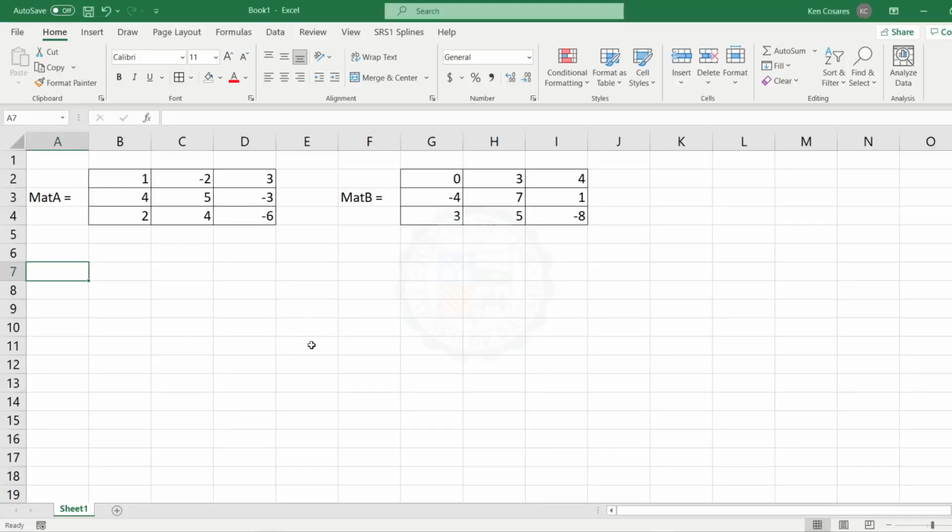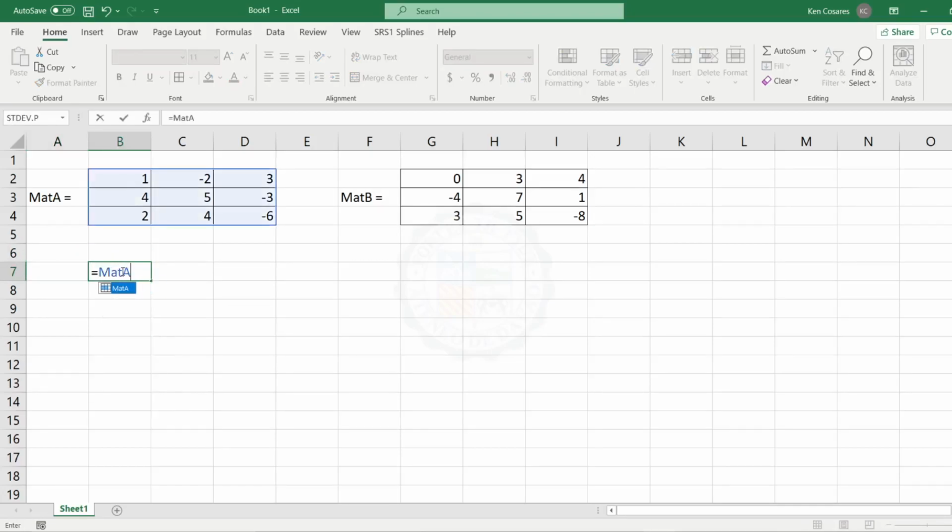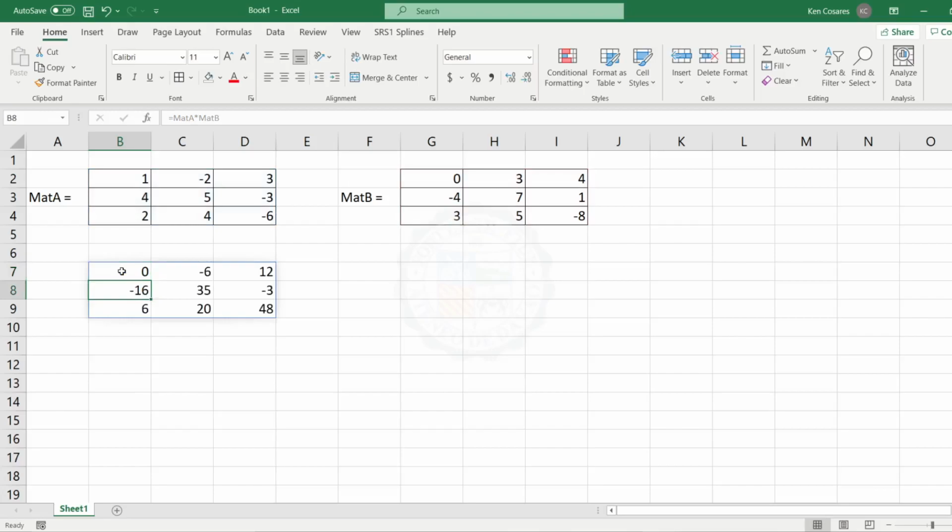So what if we want to perform matrix multiplication? Okay, so baka ang gagawin nyo is matrix A times matrix B. Kumbaga, ito ang gagawin nyo: equals matrix A tapos asterisk matrix B. So the result will be yan siya. But actually, it's wrong. Okay?